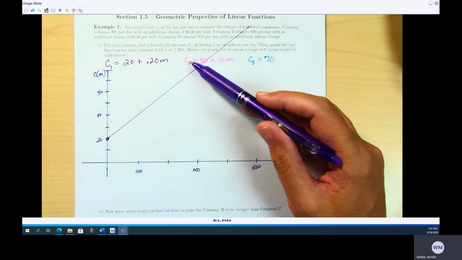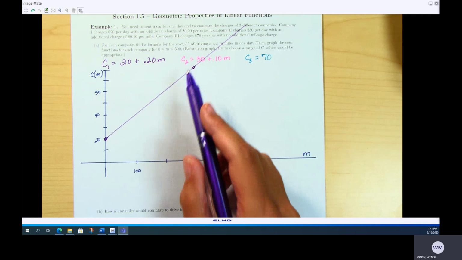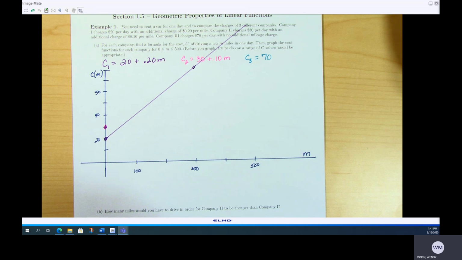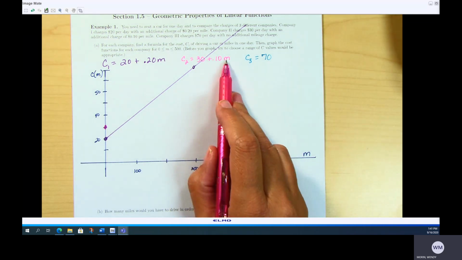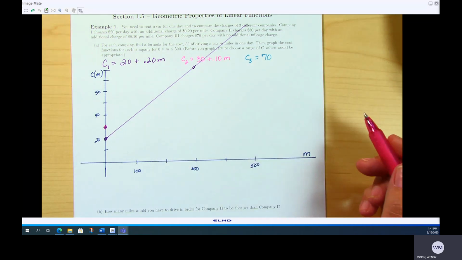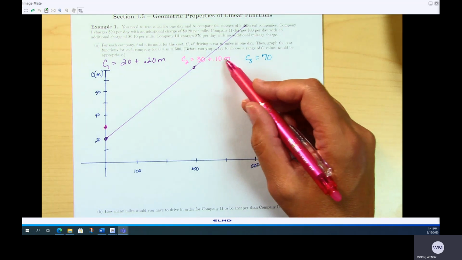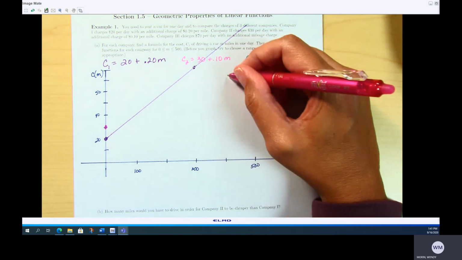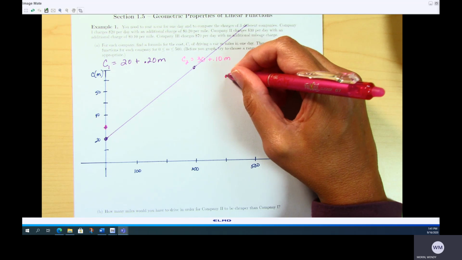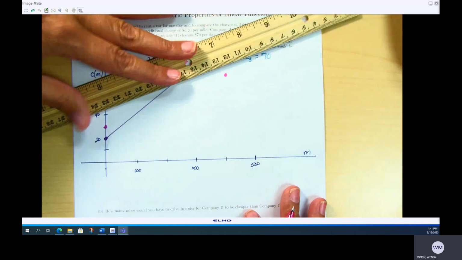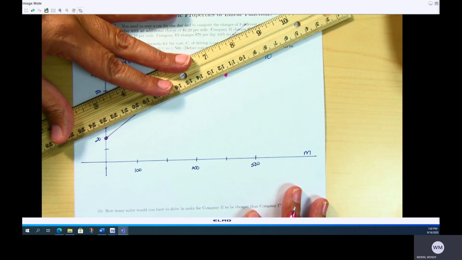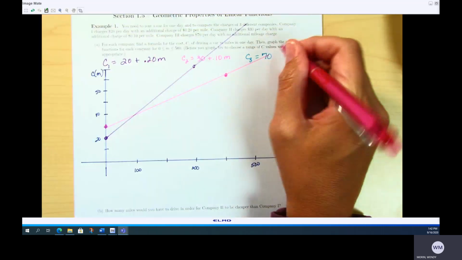Let's do the same thing for C2. C2 starts at 30. And how about if we plugged in 400 for that one? It's completely up to you. 10% of 400 is 40, plus 30 is 70. So plugging in this one, we would get approximately here, which is 70. And there's our second line.